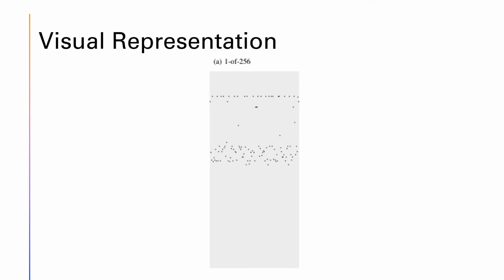Now here's a visual representation of that method. As you can see, this looks like Braille or Morse code or something of that manner. But you can see this is, as we discussed, your vector is the size of your character space. So this is 1 of 256. So we have 256 characters in this Braille image.